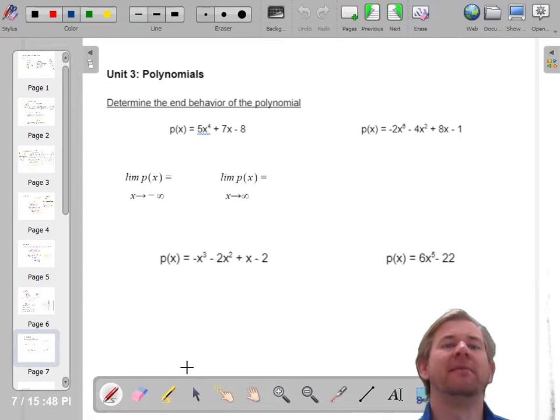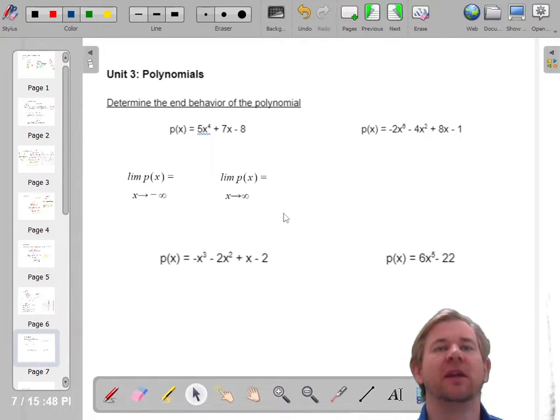All right, polynomials. So end behavior, notice you're going to use limit notation, so this is what limit notation looks like.